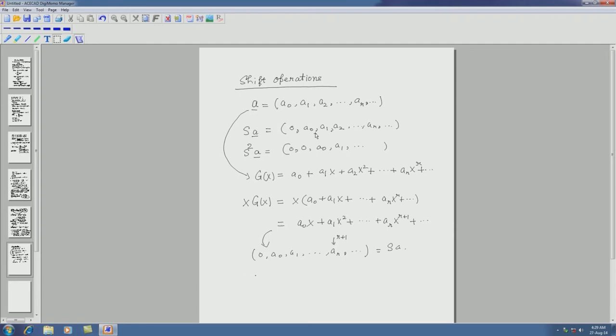Similarly, we get s square a if we multiply by x square, and in general if we want to find the discrete numeric function corresponding to s to the power i a by using generating function, then we must multiply g x by x to the power i. So, this is x to the power i g x, which will give us a 0 x to the power i plus a 1 x to the power i plus 1 plus and so on, a r x to the power r plus i and so on.